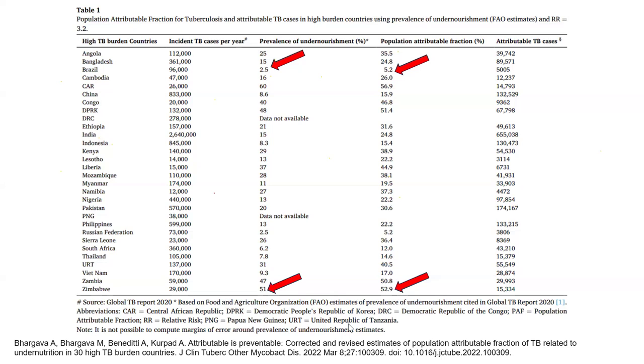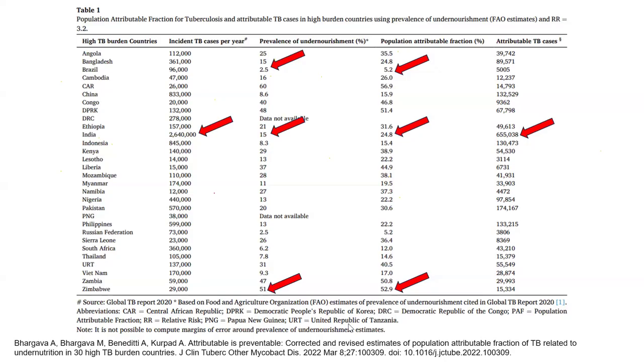So you should remember how attributable fraction differs from population attributable fraction. Population attributable fraction is affected by the prevalence of exposure in the population. So you will see that in all those countries where undernutrition is high, the population attributable fraction is high, even though the relative risk is the same. Are you getting me here? Yes, ma'am.